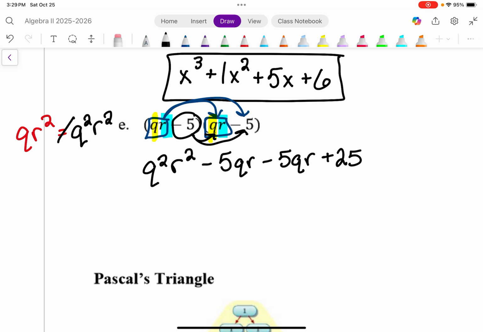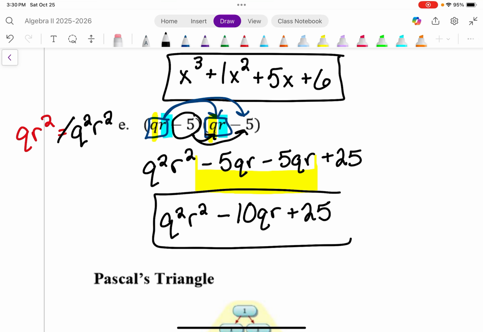After you FOIL and multiply, don't forget to combine your like terms. So for this one, we have a negative 5qr minus 5qr. Make sure you are careful not to just assume these cancel each other out. When they are the same sign, that means that they are going to be combined together. So a negative 5qr minus 5qr becomes negative 10qr. And then the 25 at the end stays the same.